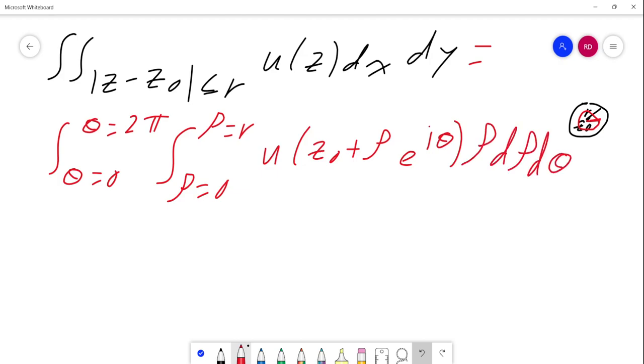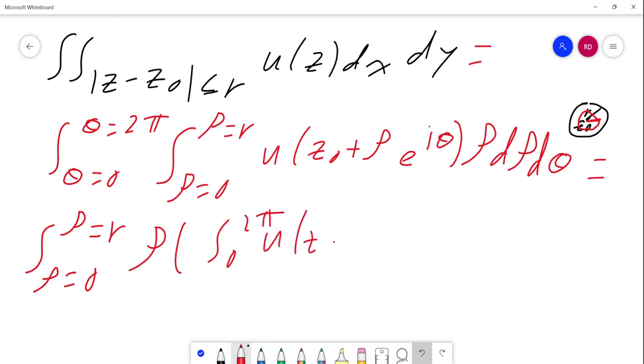Rho d theta. That's the classic change of variables formula there. We then rearrange this. Can we switch the orders? Yes, we can. This gets into what's called Fubini's theorem, which says whether we are allowed to switch it. I'll show a more detailed example of this on the next one. But for now, let's just go with switching the order here: the integral of rho, integral from 0 to 2 pi of u of z naught plus rho e to the i theta, d theta d rho.